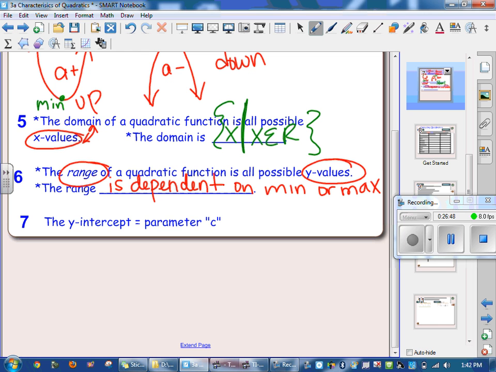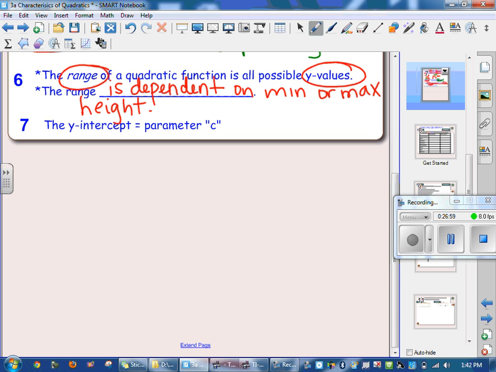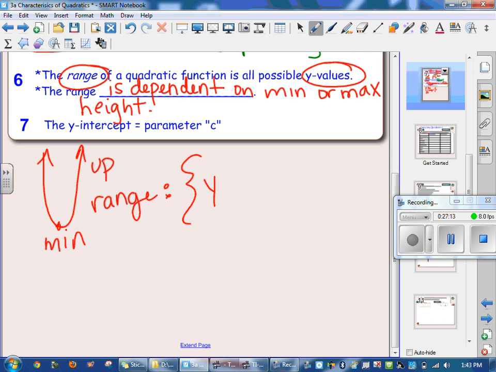So this is how we would write the range. I'm going to write it down here because I'm running out of room. If it's got one of these, opening up, the range, because I've got a minimum value, is going to look this way. y such that y has to be every number bigger than your minimum here. So bigger than or touching that minimum value. So your minimum.